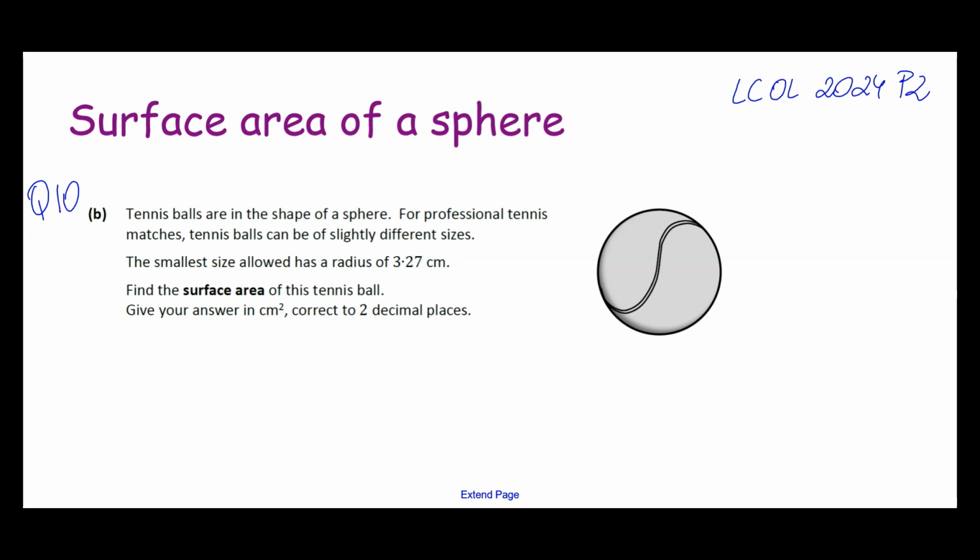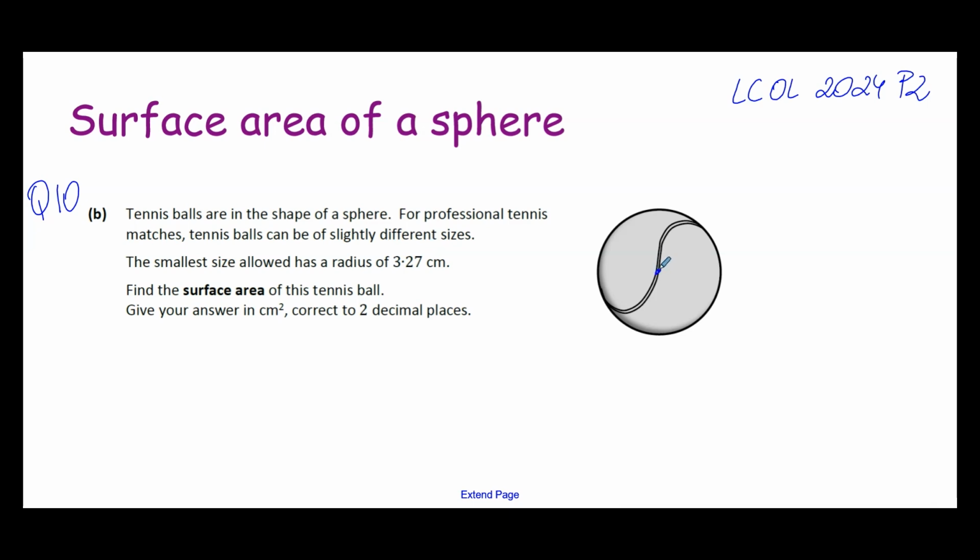So let's have a look at the area of a sphere. Not a very common calculation in your exam. Tennis balls are in the shape of a sphere. Yeah, we know that. For professional tennis matches, tennis balls can be of slightly different size. Didn't know that. The smallest size allowed has a radius of 3.27.